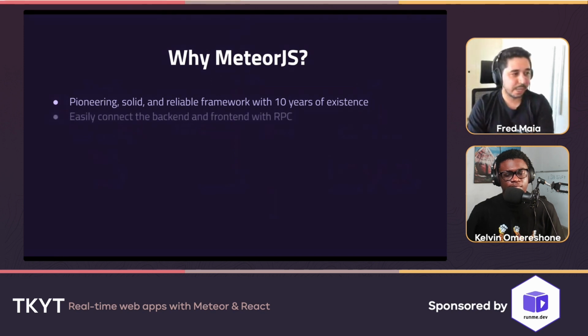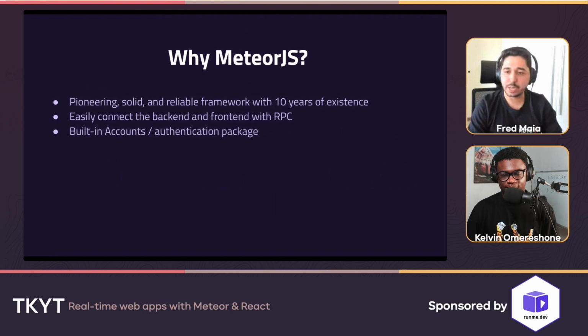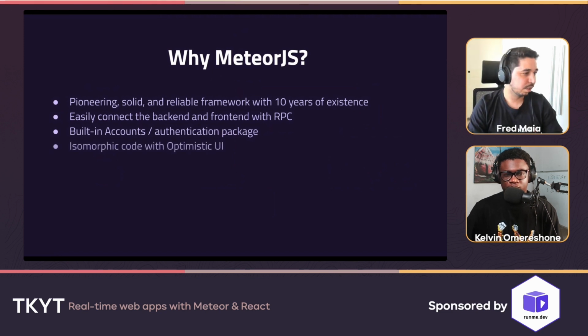So yeah, you can easily connect backend and frontend with our RPC calls, like I mentioned in the last slide. We have a built-in accounts authentication package. This is something I actually want to start with today, because most of the time when we show Meteor, we show the publications and methods, but we never have the time to show accounts. And this is really useful, and you don't have to use any external service or build accounts by yourself. We have that packaged inside Meteor.